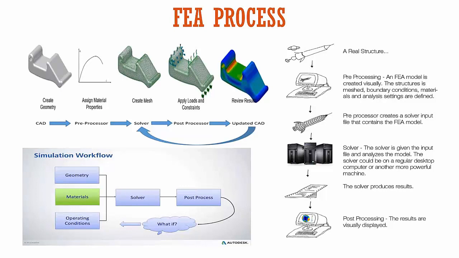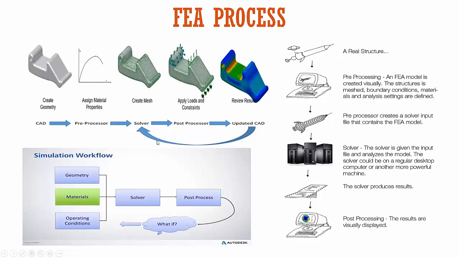Now, coming to the FEA process and how it's done, in layman's terms. First you create the geometry, using any 3D software, SolidWorks or Inventor or anything. Then you can assign the properties in the 3D software itself, or bring the 3D geometry into an FEA solver. Then you assign the material properties, create a mesh, apply your constraints and loads, and then analyze the results.